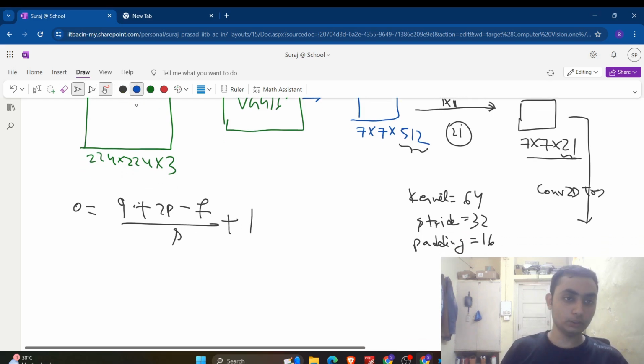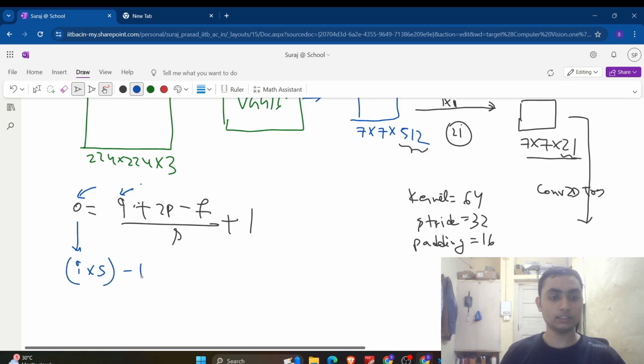So for the convolution 2D transpose, how will the formula change? Just interchange O and I. So this will become I, and that is O, and just bring all of these things to the LHS. Then you are going to get I minus 1 multiplied by S, minus 2P, plus filter size. That is going to be the output.